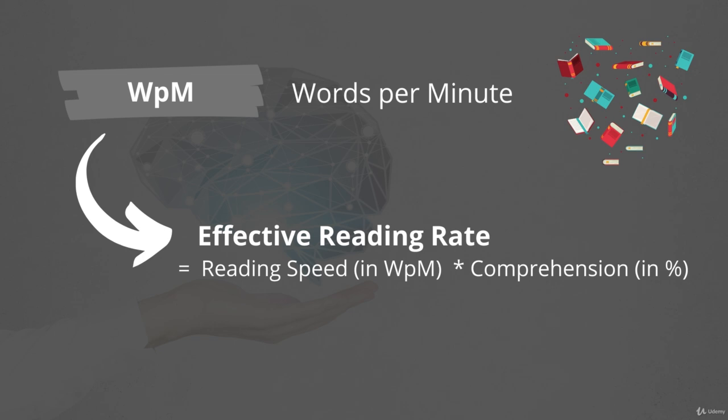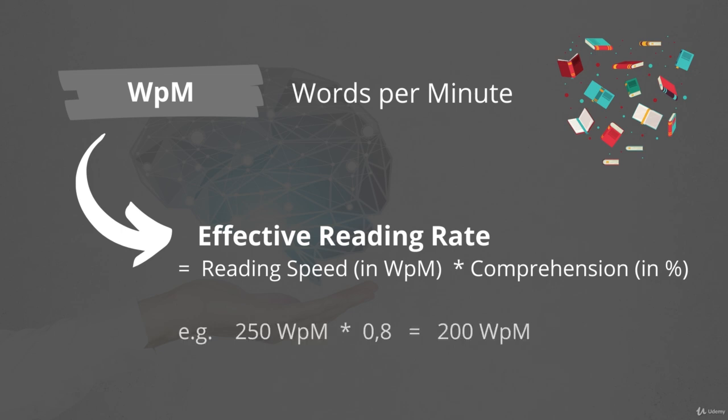And this effective reading rate is even more accurate because it tells you both how fast you read, but also how much you understand of what you read. You can calculate it by multiplying your reading speed in words per minute by your comprehension in percent. This gives you the amount of words that you are able to understand in 1 minute.